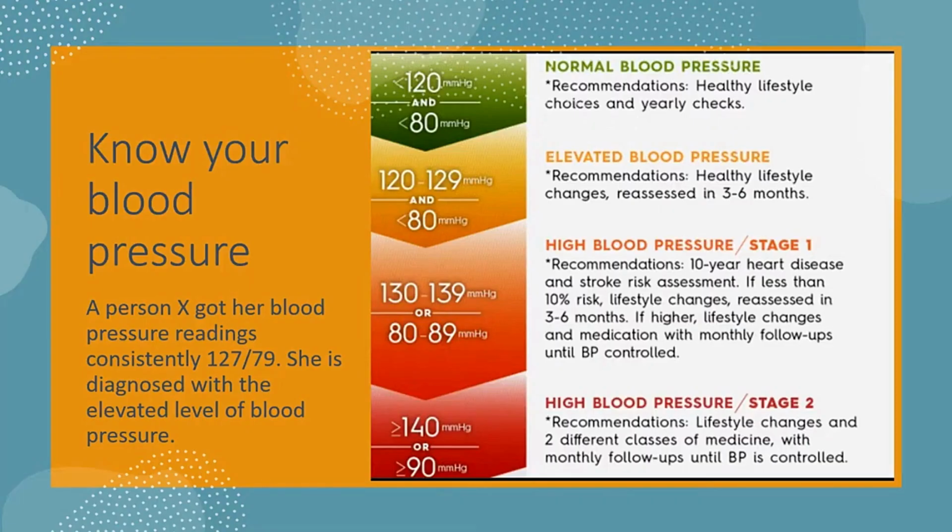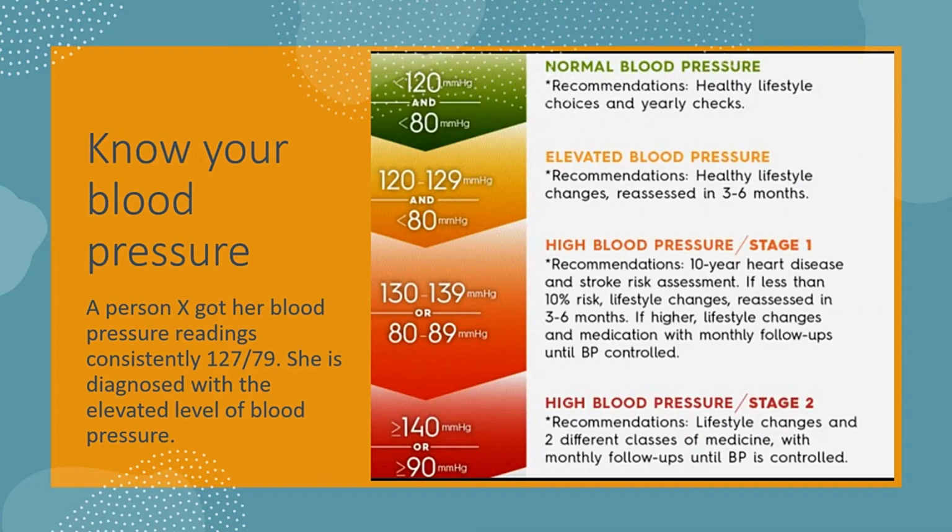Let's start with the example of blood pressure. A person X got her blood pressure readings consistently 127/79. She is diagnosed by the doctors with an elevated level of blood pressure. Now here you can see the ranges given. These are the ranges, these are the criteria that serve to interpret the level of blood pressure. When it comes to 120 and 80 mmHg, it means the person has normal blood pressure.